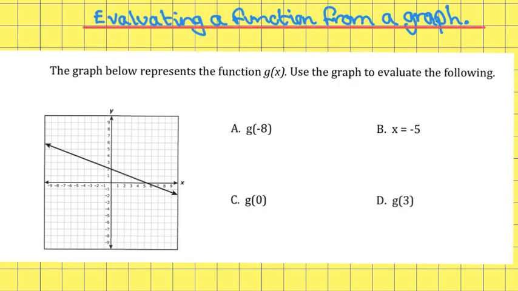The third way to evaluate a function is to evaluate it from its graph. The graph below represents the function g(x). Use the graph to evaluate the following. A, g(minus 8). So go to minus 8 on the graph, go up to the graph, go across, and read off the y value. So g(minus 8) is y equals 5.